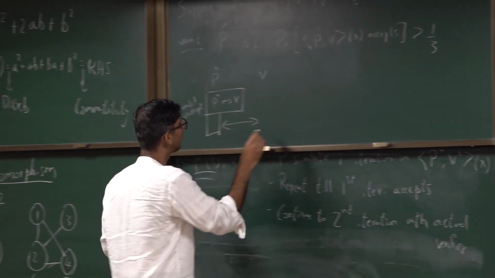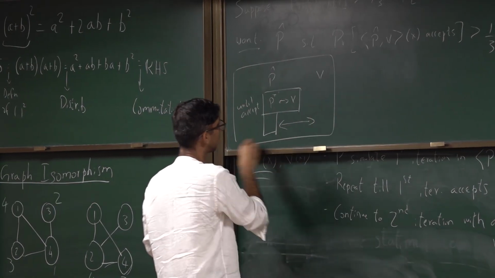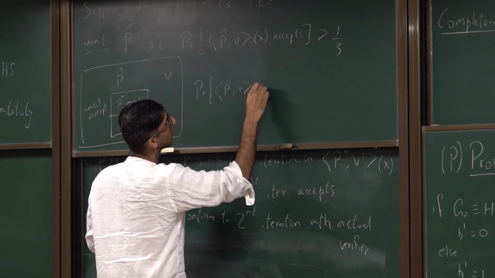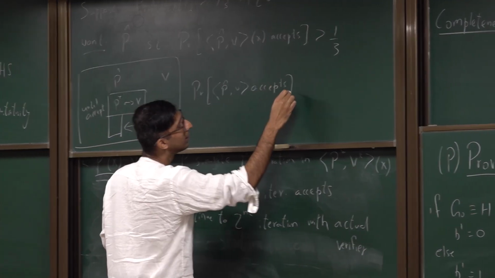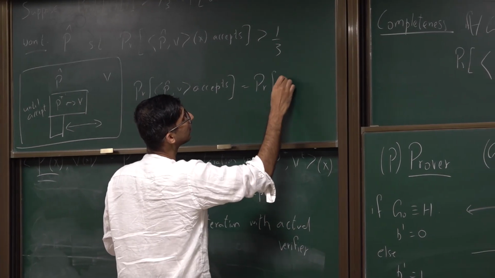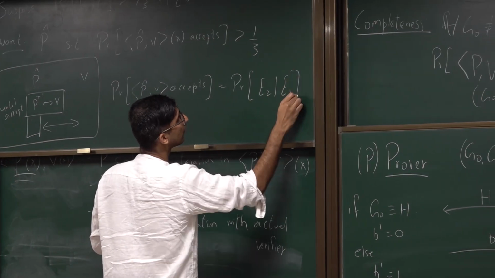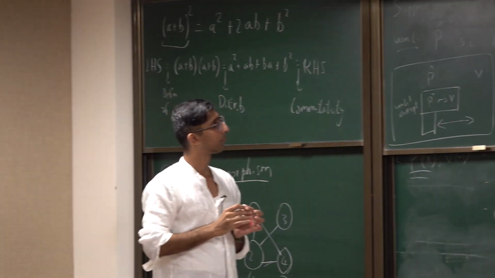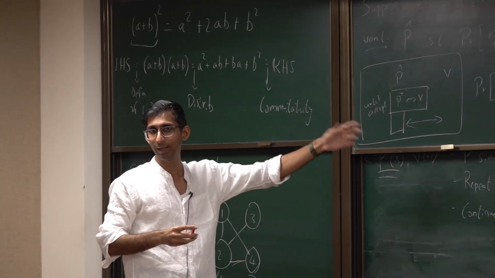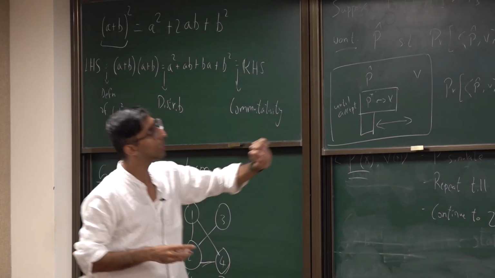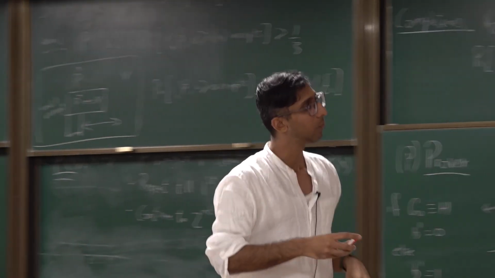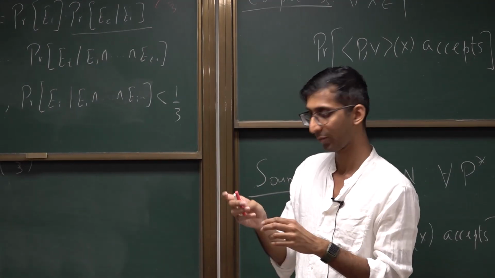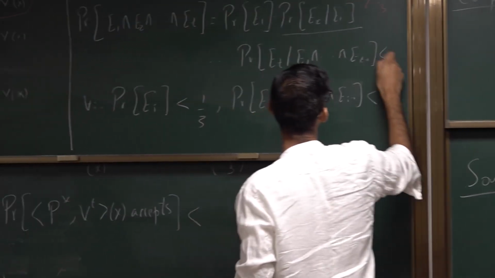So the probability that this whole thing accepts, the probability that p star comma v accepts, and again I'm ignoring the x everywhere, is going to be exactly the probability of E2 given E1, which is greater than 1/3, and this is a contradiction. You can do this for all the other iterations as well, and this will prove that each of these conditional probabilities is less than 1/3, meaning that this entire product is at most 1/3 to the t. I don't have space to write it.